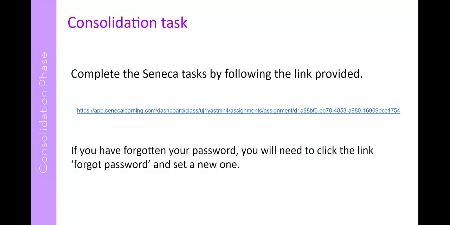So that leads us on to the consolidation task. So what I would like you to do is complete the Seneca task set by following the link provided. Now, if you have forgotten your password, you need to click the link, forgot password, and set a new one. Now, that will send you a message to your Google Mail, your Gmail, and it will give you a link to follow to reset your password for Seneca.